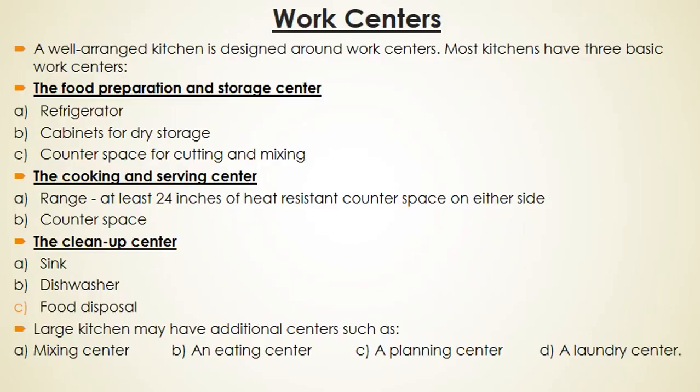Work centers. A well-arranged kitchen is designed around the work centers. Most kitchens have three basic work centers: the food preparation and storage center, which includes the refrigerator, cabinets, and counter space, usually for cutting and mixing. The second one is the cooking and serving center. It usually is the range with at least 24 inches of heat-resistant counter space on either side.